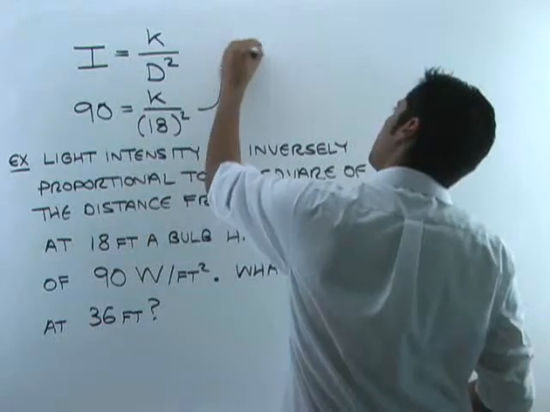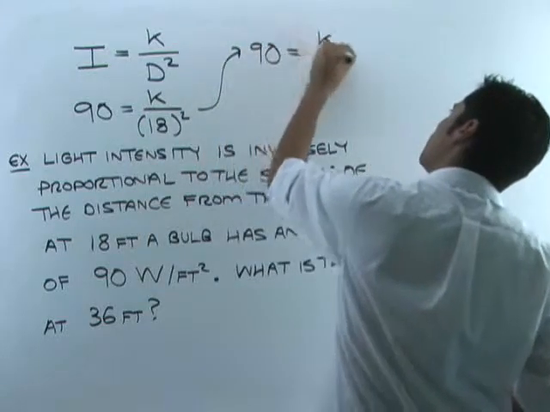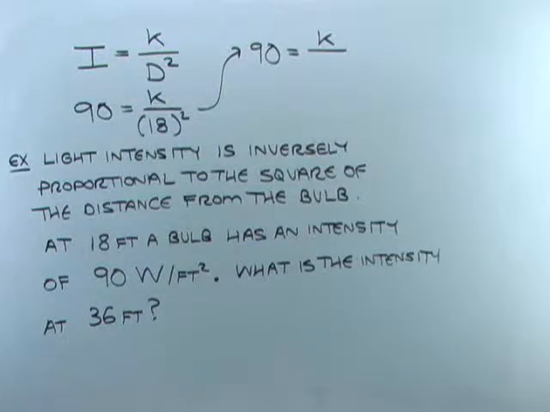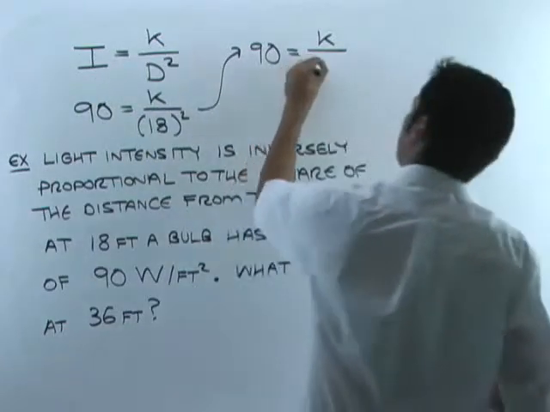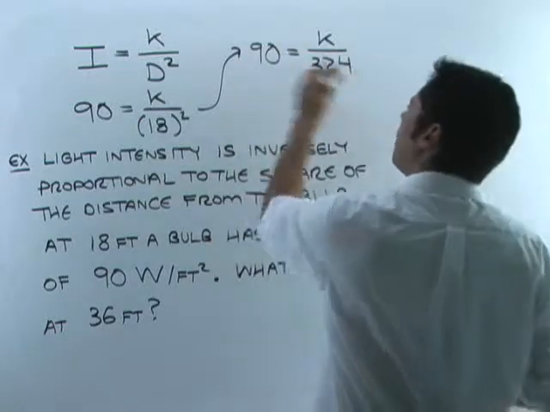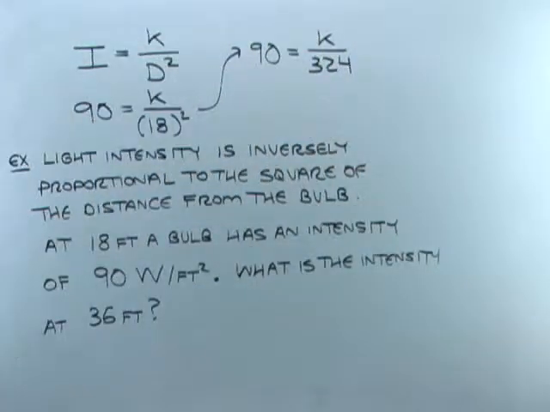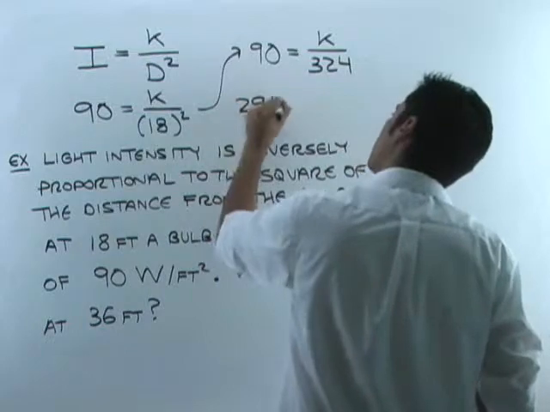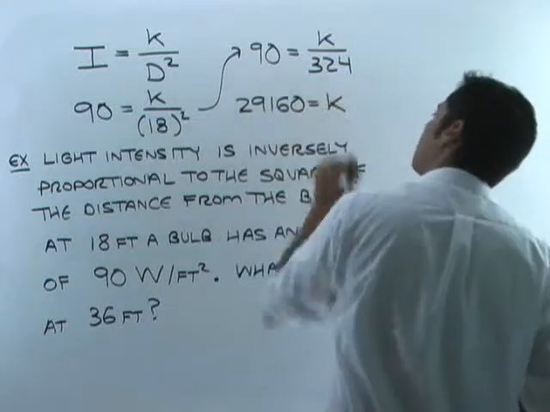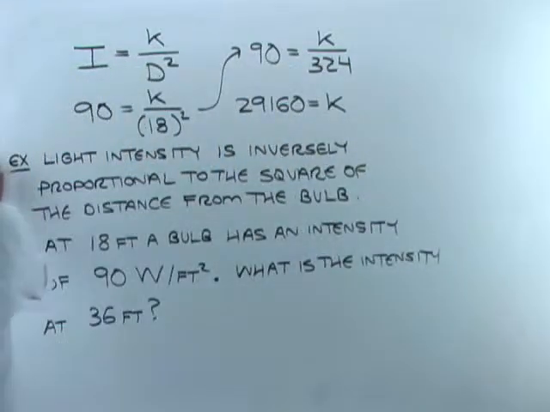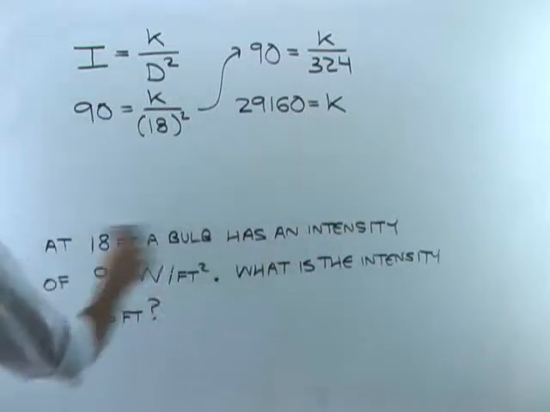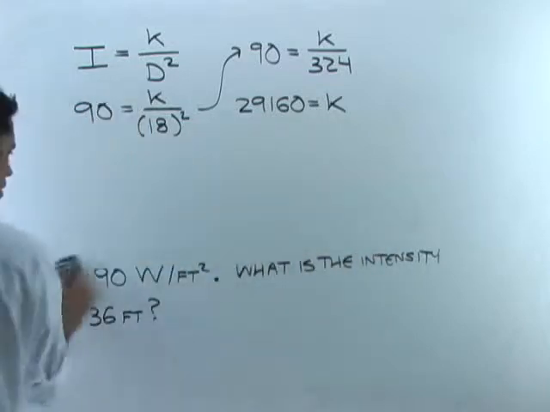Now what I do is I put 18 squared on my calculator, 324, and now multiply both sides by 324. 29,160. This is our constant of variation. Now we can use that information to answer the question that they're asking. That's what is the intensity at 36 feet.